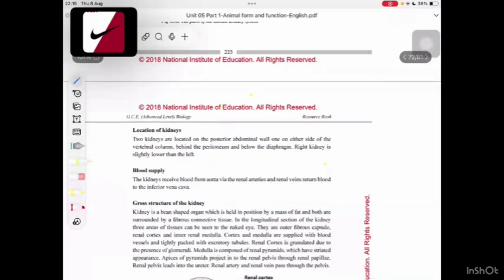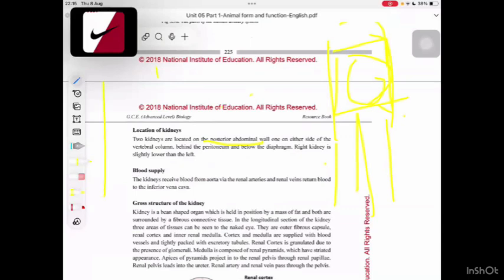Okay. Location of the kidneys. Two kidneys are located on the posterior abdominal wall. You might wonder what posterior means. If you take the human body, the stomach side is the anterior part, and the back area is the posterior part, right? So they are located on the posterior abdominal wall.